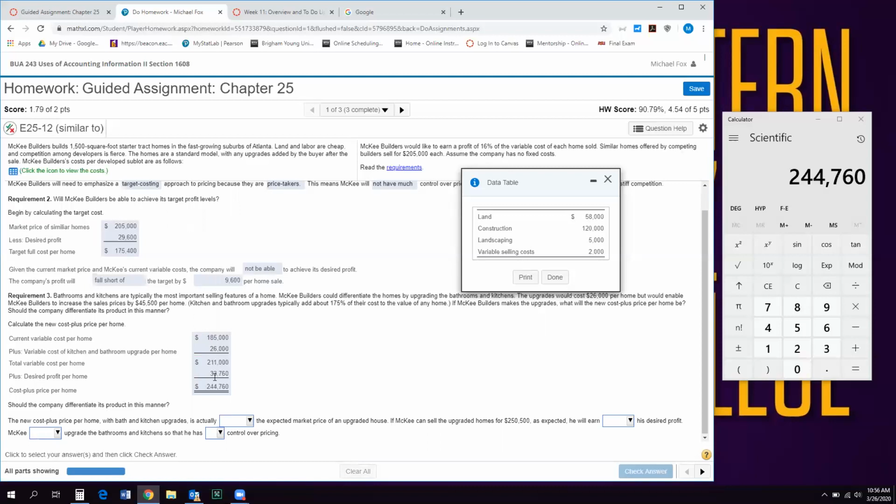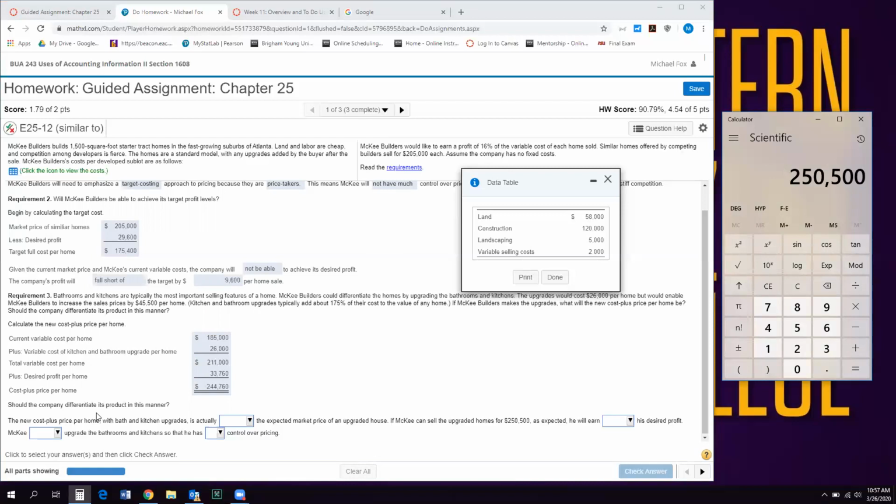So this is our new cost, and our expected market price would be, it says we would increase the sales price by 45,500. So we would say 205,000 plus 44,500. No, 45,500. So that'll be the new expected market price for that home.